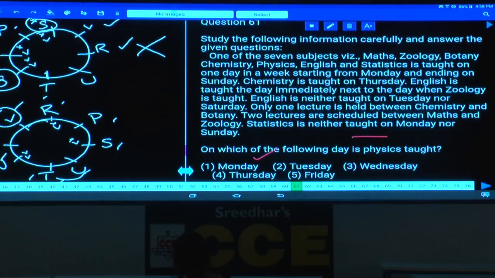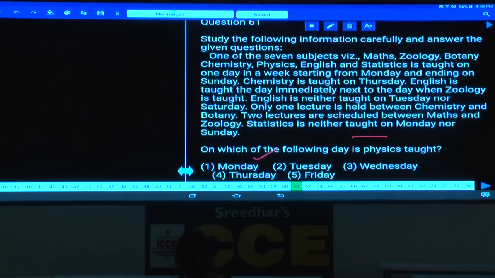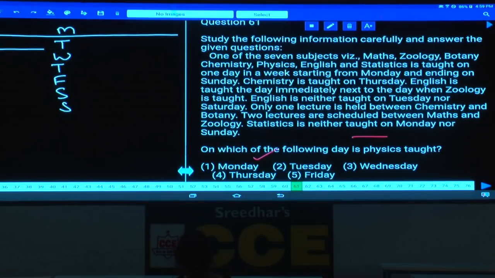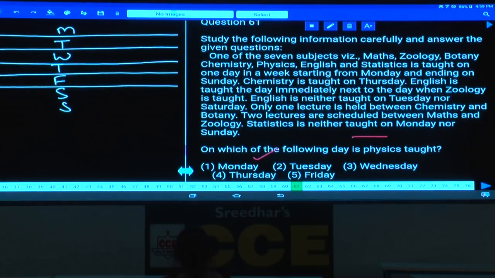Then 61 onwards. Now in question number 61 to 65, one of the 7 subjects, mathematics, zoology, botany, chemistry, physics, English and Sanskrit, is taught on one day in a week, starting from Monday and ending on Sunday. As the days were given, first let us fix the days at the center: Monday, Tuesday, Wednesday, Thursday, Friday, Saturday and Sunday. Now 7 days. On each one of these days, exactly one subject has been taught.